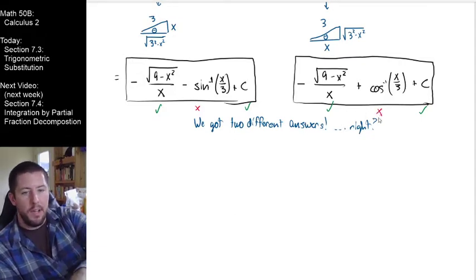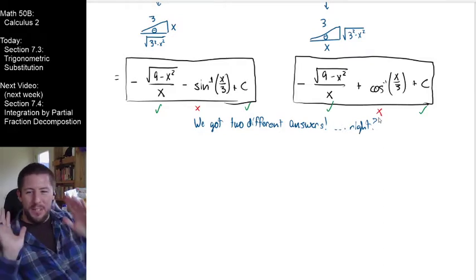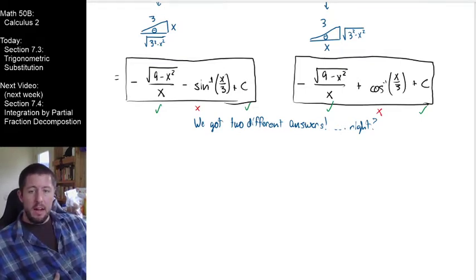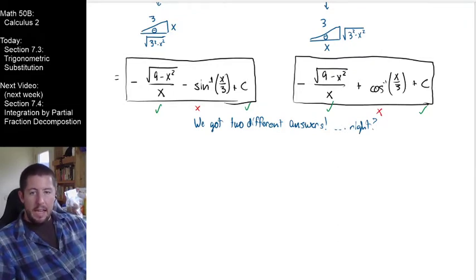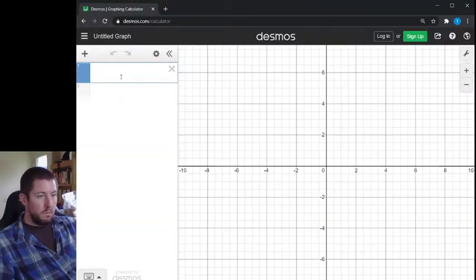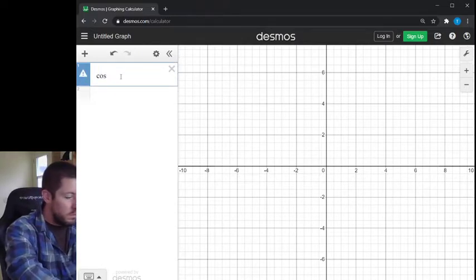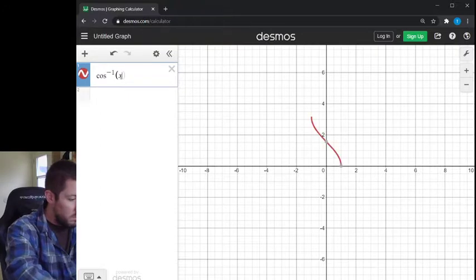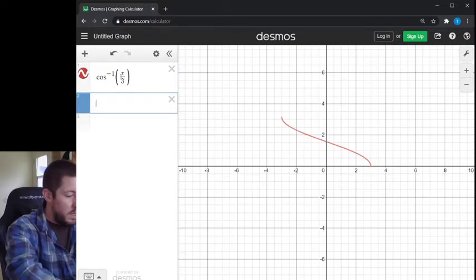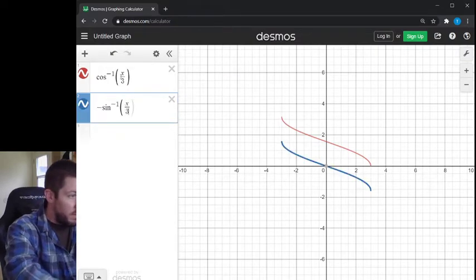So what I want to do is say to myself, inverse trig functions, I'm a little rough on comparing them directly to each other. Let's ask ourselves, are we really getting two different answers right here? So I want to compare for myself cosine inverse of x over 3 and the negative sine inverse of x over 3. Let's do that. There's my cosine inverse of x over 3, as well as my negative sine inverse of x over 3.